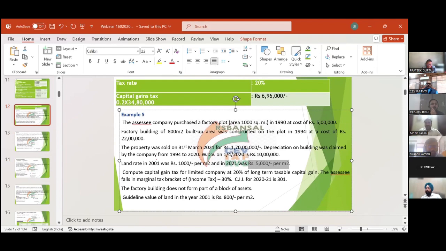Area of the land is 1,000 square meters. So value of the land will be 1,000 into 5,000, 50 lakh. So the value of the land is 50 lakh, but the property has been sold for 1 crore 70 lakh. So what will be the value of the building? 1 crore 70 lakh minus value of the land. So the value of the building will be 1 crore 20 lakh.